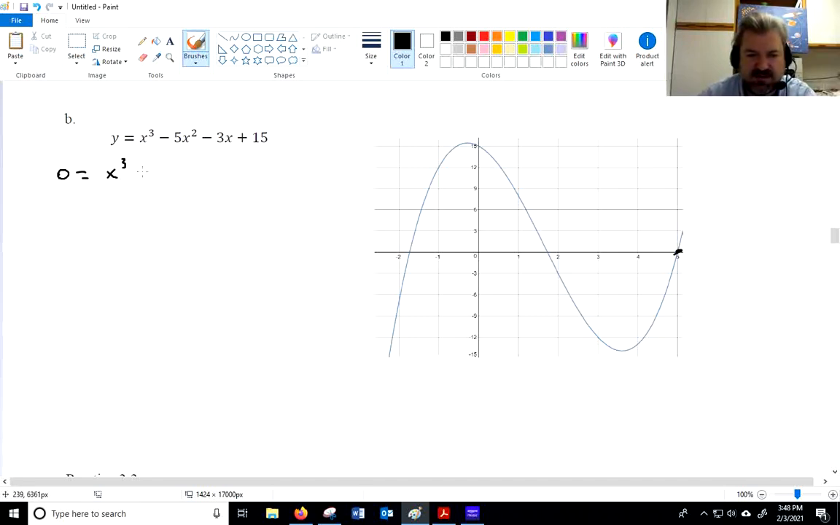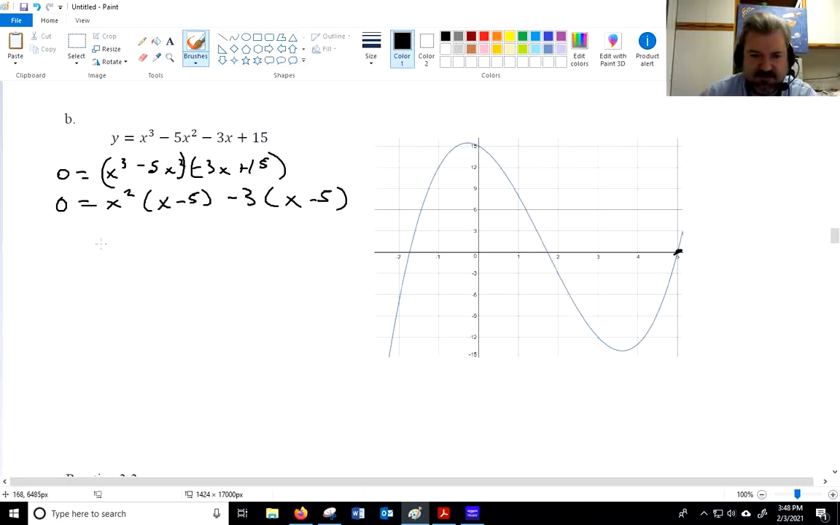X cubed minus 5x squared minus 3x plus 15. And I'm going to factor out an x squared out of the first group, and I'll factor out a negative 3 out of the second group, making this x minus 5 minus 3. And then when I factor out that negative 3, it's going to make the plus 15 a minus 5. So I can factor out x minus 5, giving me x squared minus 3.